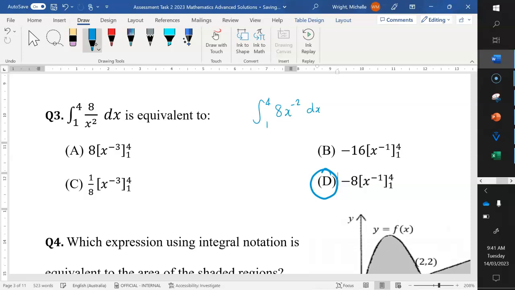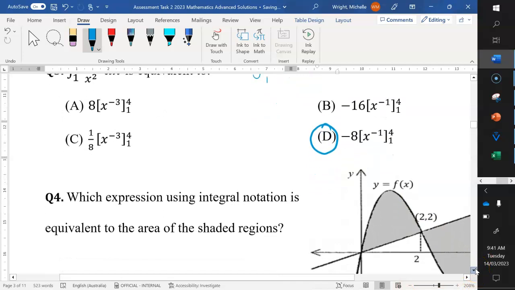Let's add 1 to our power. So this is where people go and make it minus 3. When we're adding 1 to minus 2, we get minus 1. So it's going to be one of these two. And then divide by that minus 1 to get a minus 8. So this is the value that I want to have here for my solution.